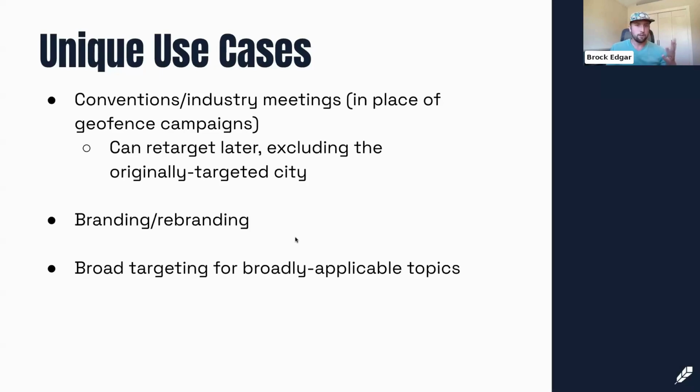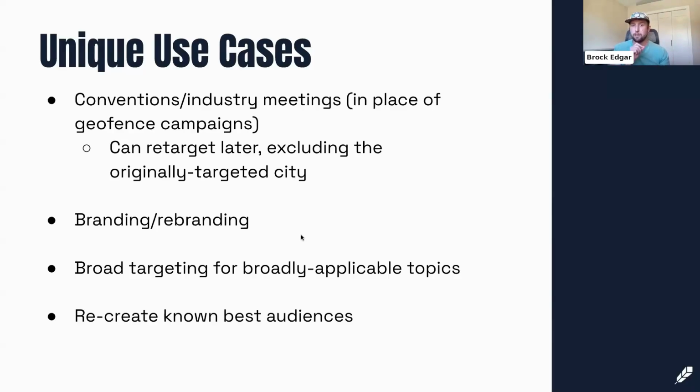Affinity campaigns are really good for broad targeting for broadly applicable topics. Food banks do really well targeting donors and philanthropists because everybody has a stomach and everybody knows what it's like to feel hunger. So when you're able to have that broadly applicable ask to a broad audience, it does make the ask easier.